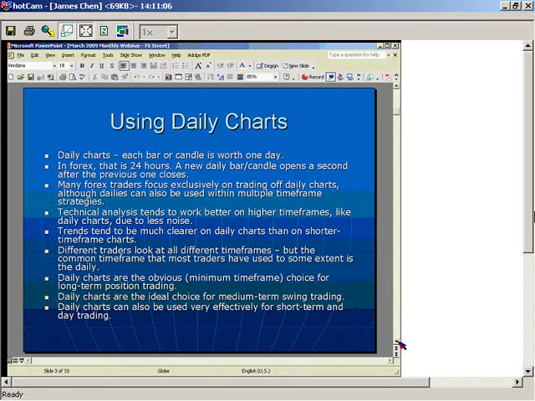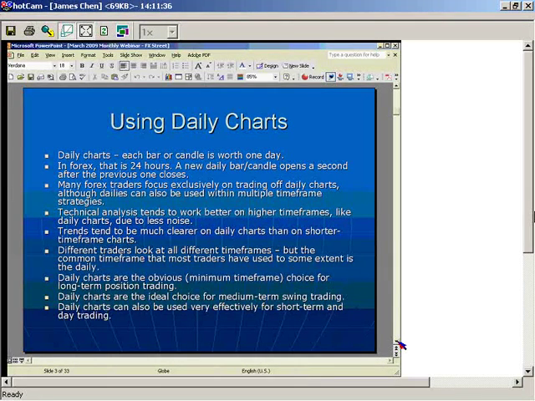Now, when you go down to swing trading, which I also do a lot of, daily charts are the ideal choice for this type of trading. Some people use the 4-hour chart, the 3-hour chart, or the 12-hour chart, or the 1-hour chart for swing trading. Those are all fine, but in general, in my opinion, daily charts are the ideal choice for swing trading as well as for long-term position trading.